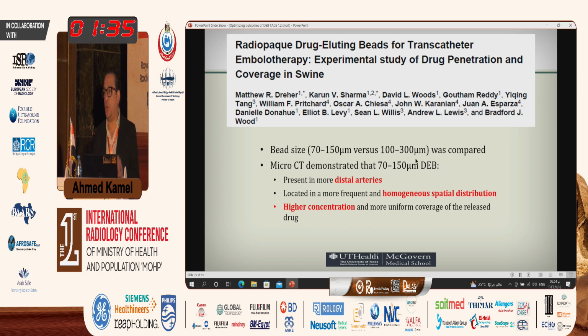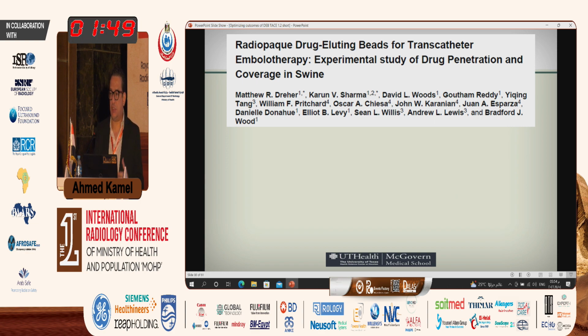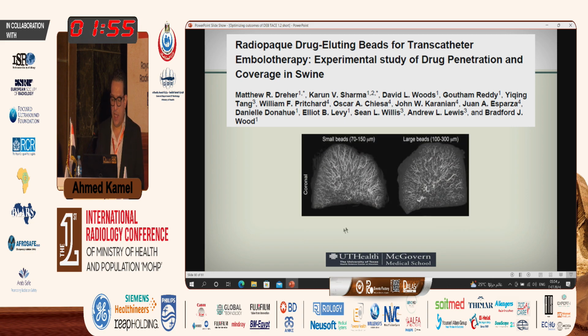They found that the small size particles penetrate distally into the arteries. They have more homogeneous spatial distribution, like they distribute nicely compared to the bigger ones. And they also have a higher concentration of the doxorubicin, which is or adriamycin. It's called adriamycin here. Again, we try to call it something different in the US for no reason.